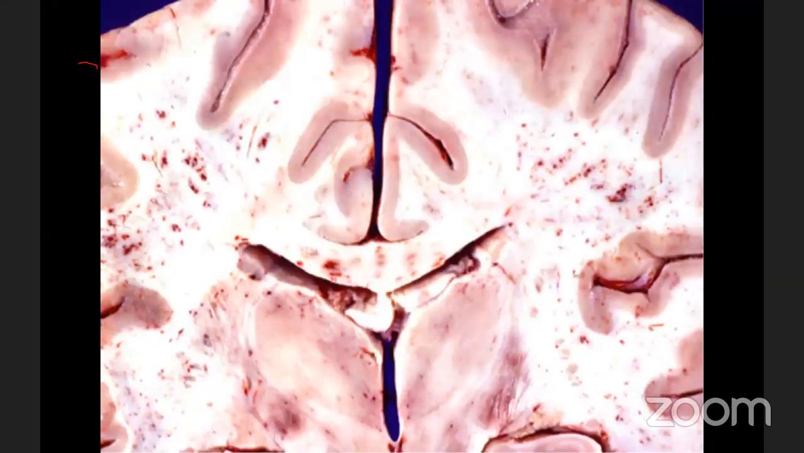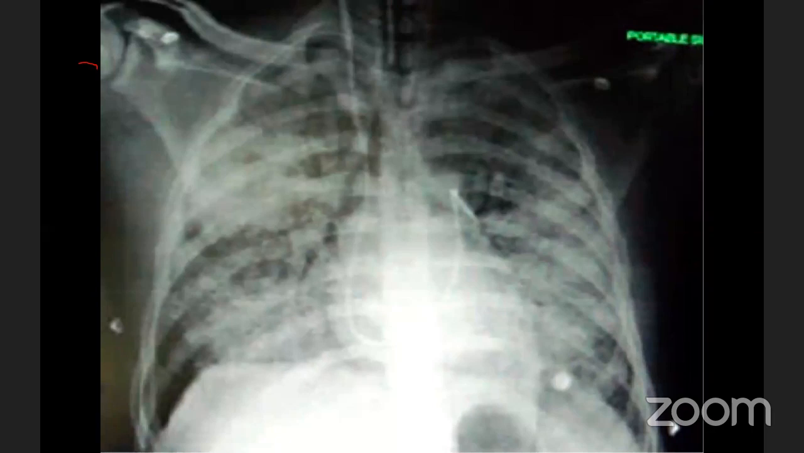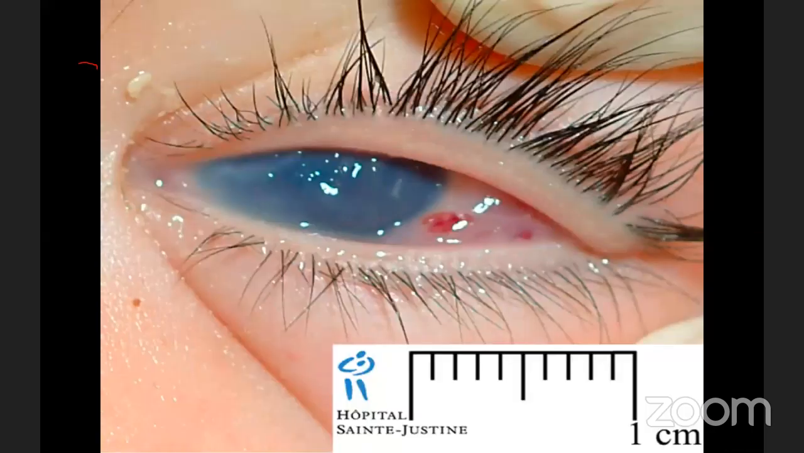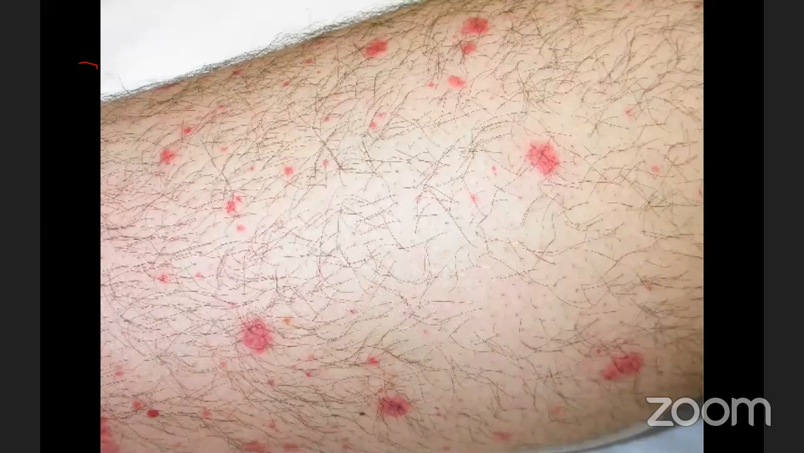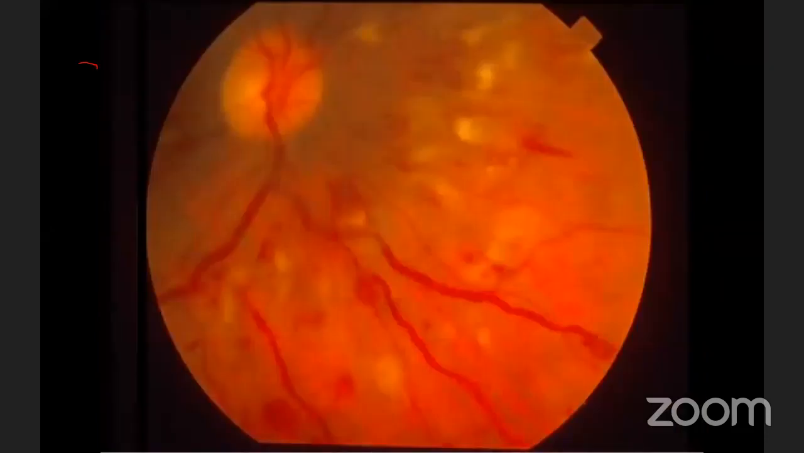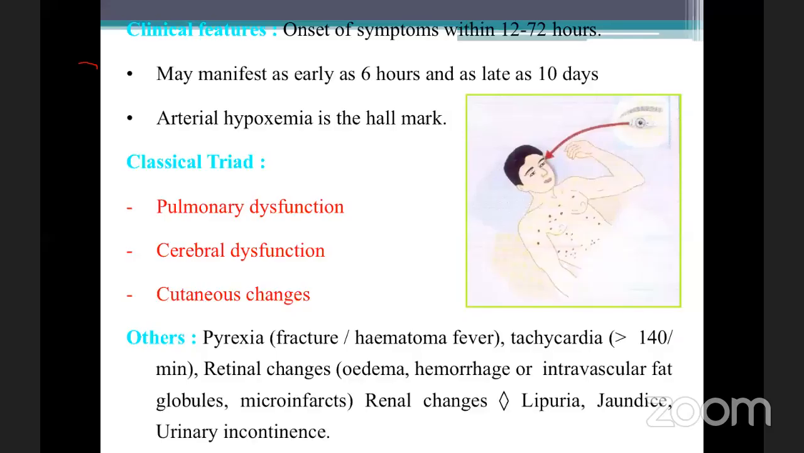So this is a pathological specimen showing petechiae in the capillaries within the cerebral hemisphere. This is the snowstorm appearance that you can see on the X-ray. These are the subconjunctival hemorrhages that you can pick up, and the petechiae that you can see underneath the skin because of reduced platelet count, and the retinoscopy showing retinal bleeds.